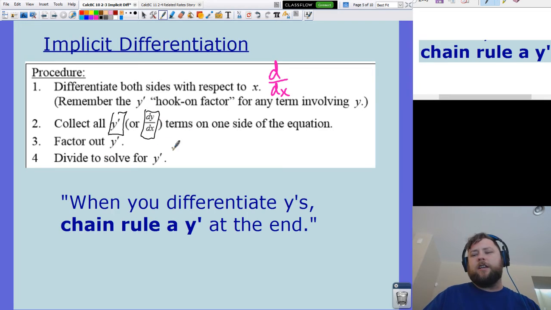But the key thing to understand here is the y prime hook-on factor. They say that in the book, but whenever you're deriving a y, you have to chain rule a y prime at the end. That's the only big difference. You're deriving the y's, but whenever you derive y, you have to multiply by dy/dx or y prime at the end. Let's see some examples of what that looks like.